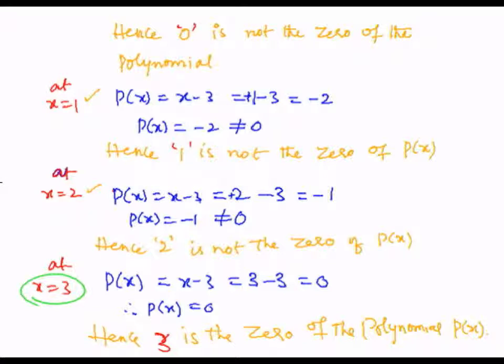Now, when the linear polynomial's variable degree is 1, then it has only one 0, because the linear polynomial's degree is 1. Therefore a linear polynomial will have one and only one 0. So here the note is a linear polynomial. Linear means the degree of the variable x is 1, so it is called a linear polynomial.